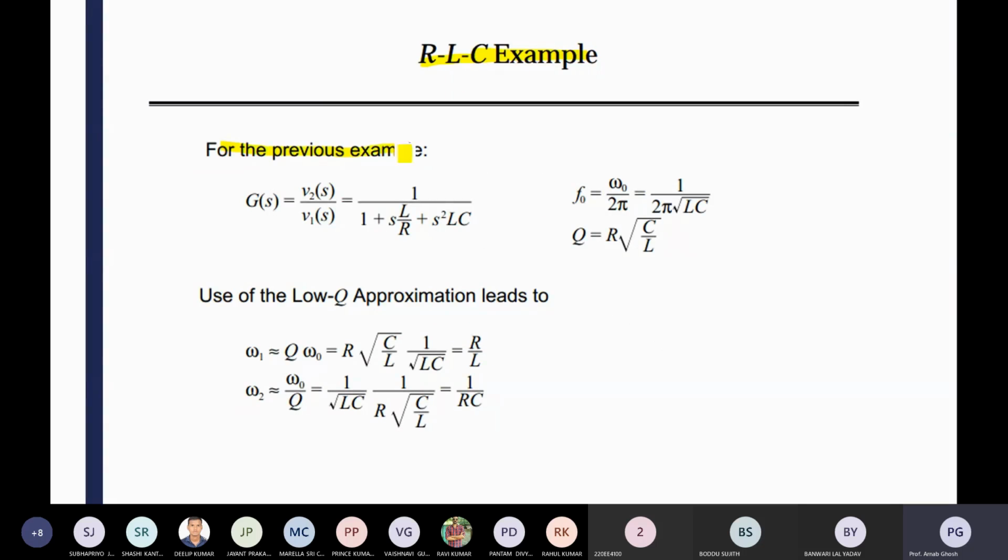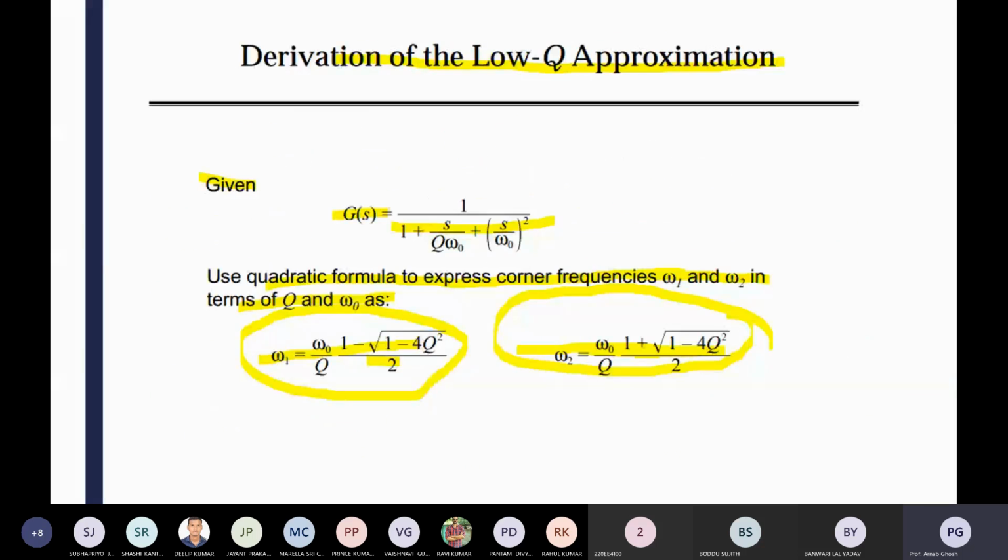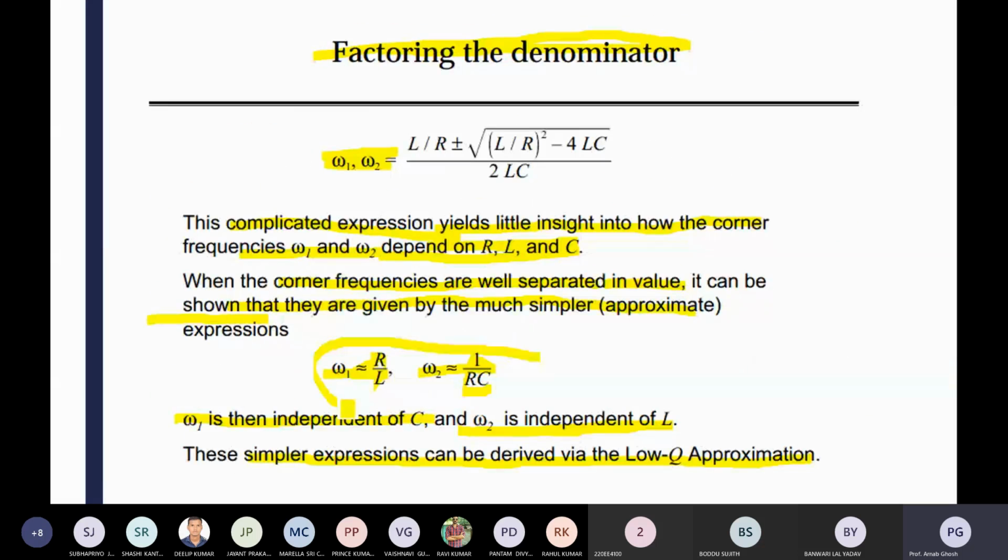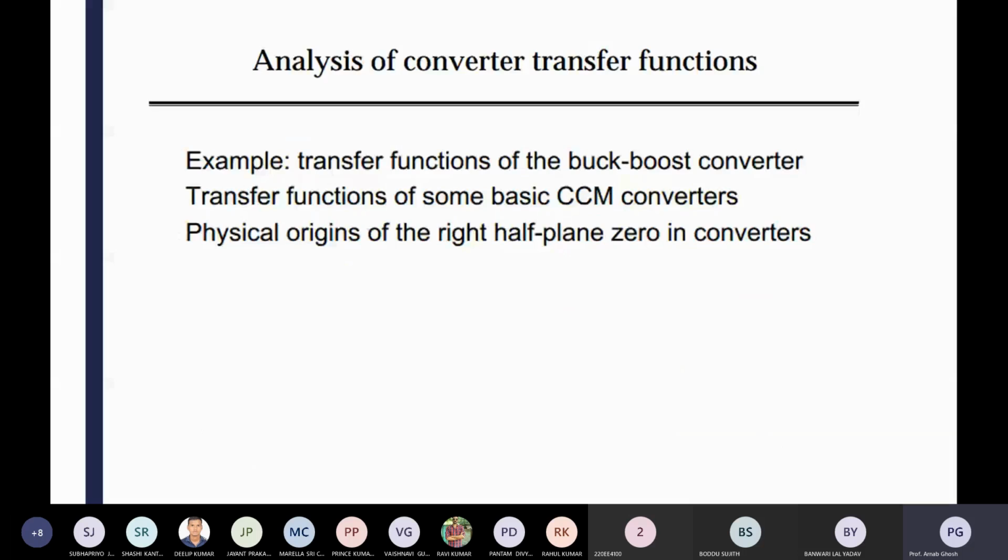In the previous example you got the expressions of V1(s), V2(s) by V1(s), and you were able to calculate the value of f0 and the expression of Q. But the low Q approximation leads to omega 1 equals q omega 0, and omega 2 equals omega 0 by q. You can understand the difference: the approximate value of omega 1 is R by L, and the approximate value of omega 2 is 1 by RC. That was written over here first, and here you are going to prove it.